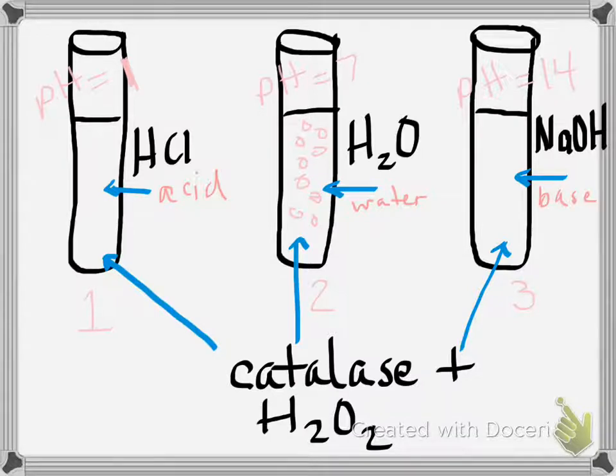Every tube got catalase and hydrogen peroxide, correct? What was that one thing that was different in each of these tubes? The pH. So to get a low pH, we put in acid. To get a neutral pH, we put in water. To get a high pH, we put in base.